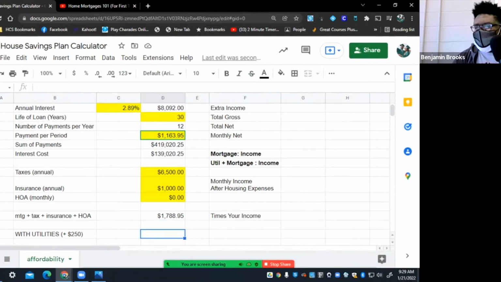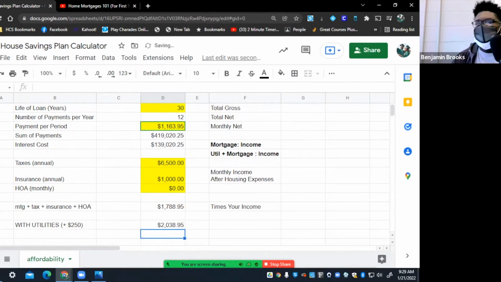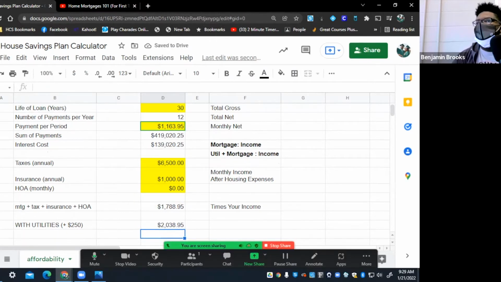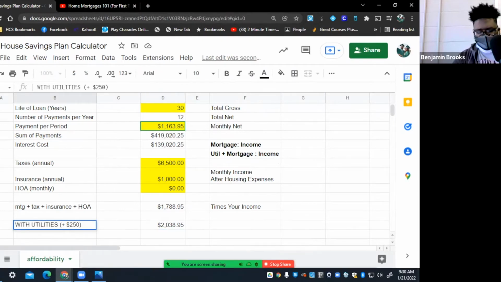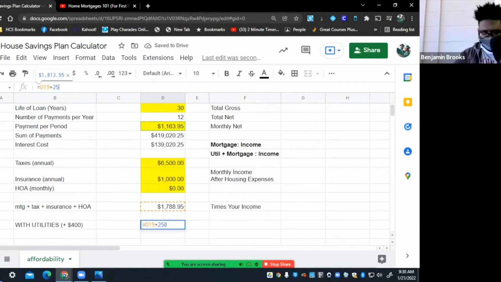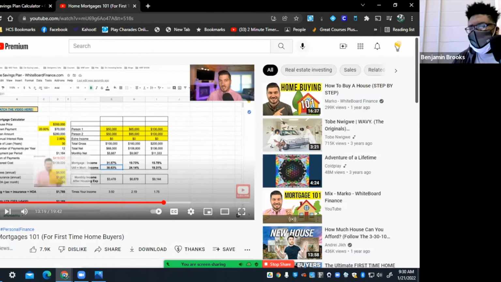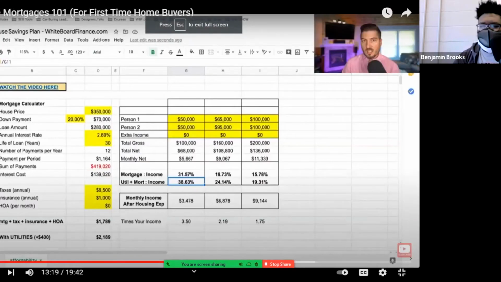And then with utilities, if we're adding utilities, it's basically just this cell plus 250 or plus whatever you want your utilities to be. So if utilities are 250, for example, we could just say equals this plus 250. And then you get a full idea of how much you're paying in mortgage. If you thought that your utilities should be $400 a month or something like that, just go back in here and change this to 400. Everybody cool with that? So I think he used 400 and you can see I'm getting the same numbers as he did.